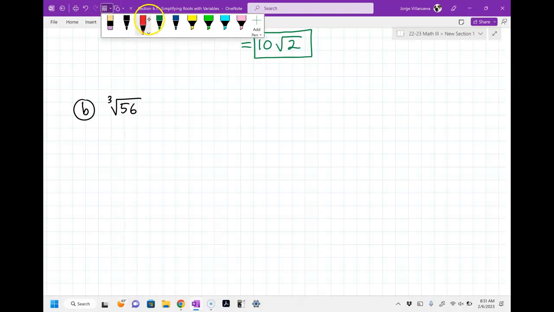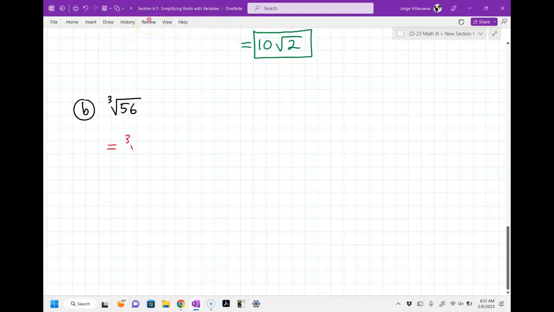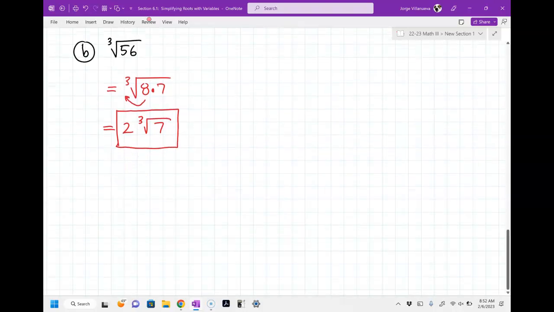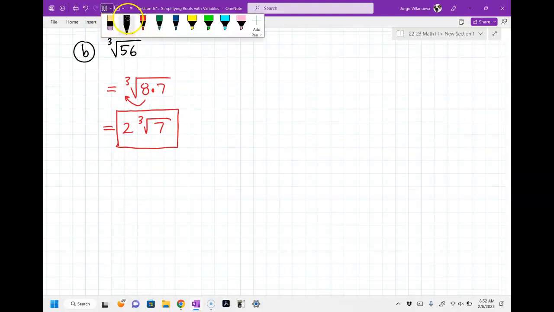So I can rewrite this as the cubed root of 8 times 7. And 8 has a nice cubed root. It's a 2. So 2 cubed root of 7. Does 7 have a cubed root? No. So I'm done. We'll do one more of these, and we're going to move over to some of the tougher ones. But these are supposed to be the easier ones, because like I said, they don't have any variables or anything like that.